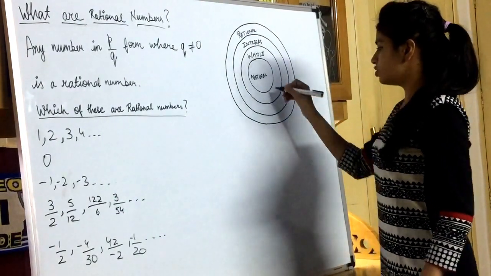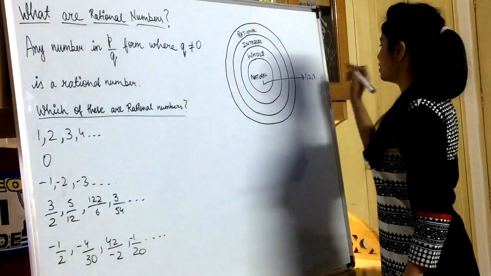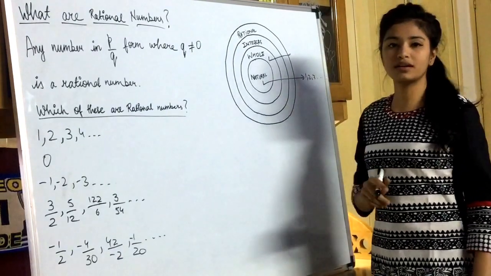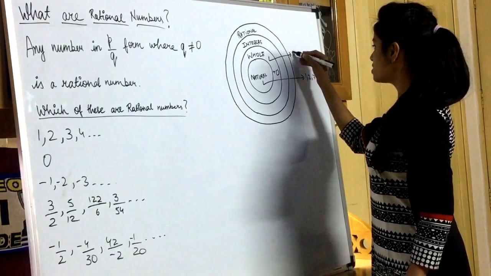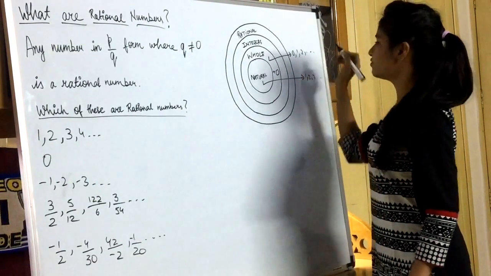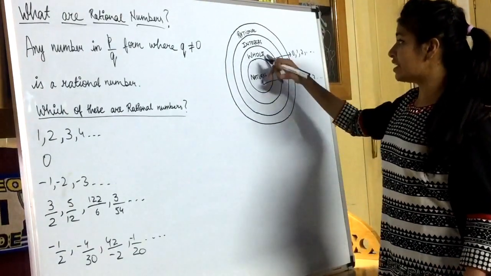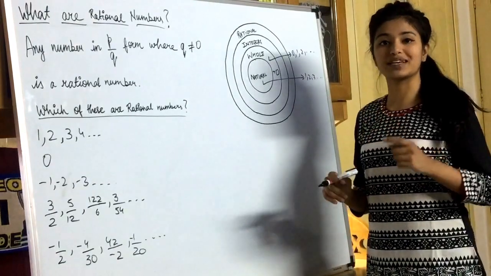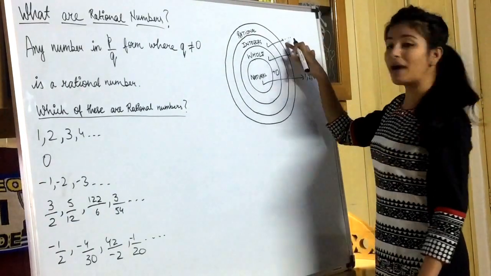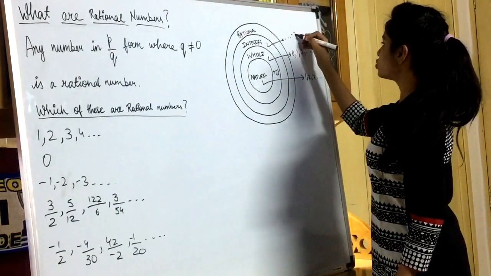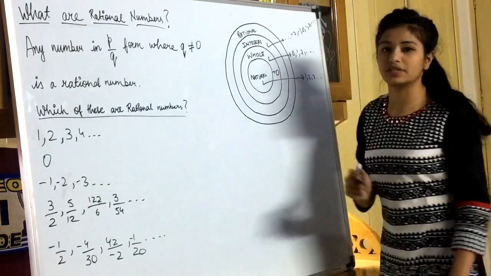What are natural numbers? Natural numbers are numbers starting from 1 till infinity. What are whole numbers? Whole numbers are natural numbers plus a 0. So whole numbers are starting from 0, 1, 2 till infinity. Okay, so integers. What are integers? When we add the negative set of numbers to whole numbers, it makes up integers. So integers are numbers starting from minus infinity, then minus 2, minus 1, 0, 1, 2, till infinity again.